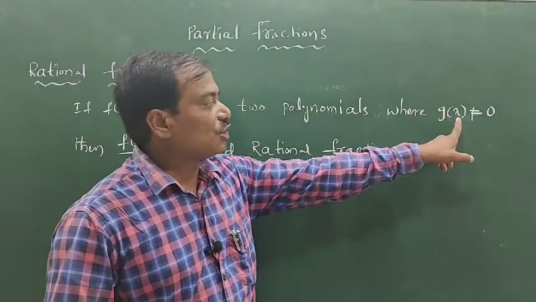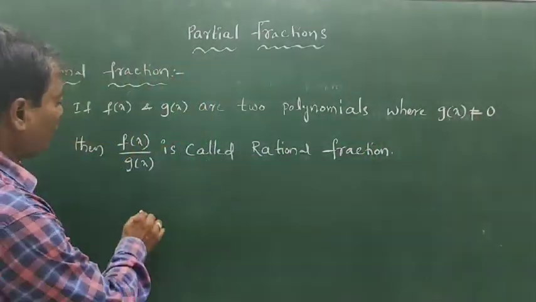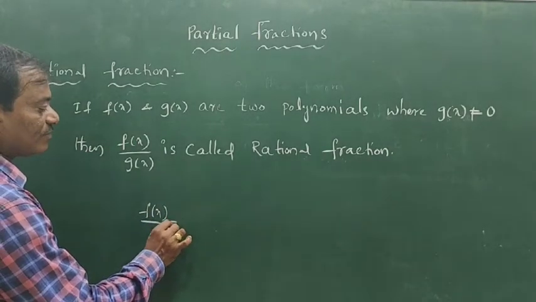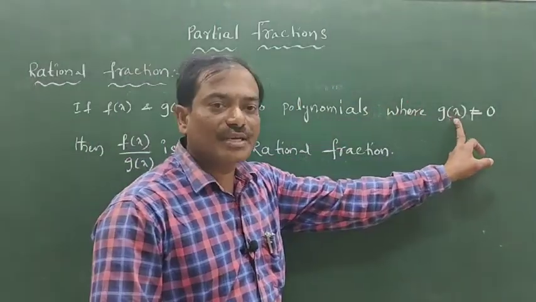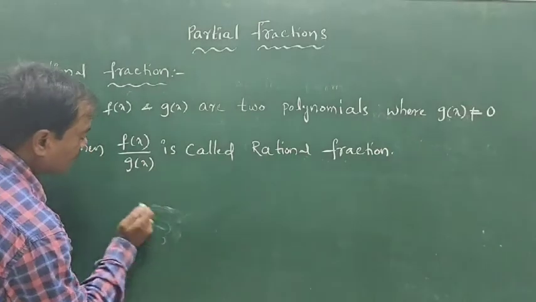In case g of x equals 0, what happens? f of x by 0 becomes undefined. That's why we take the condition g of x not equal to 0. And we will write one or two examples here.